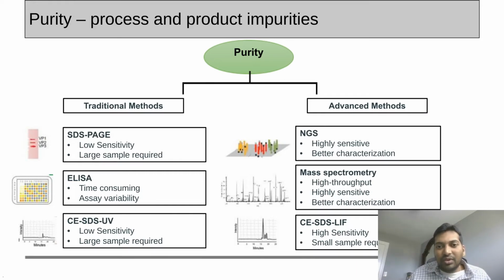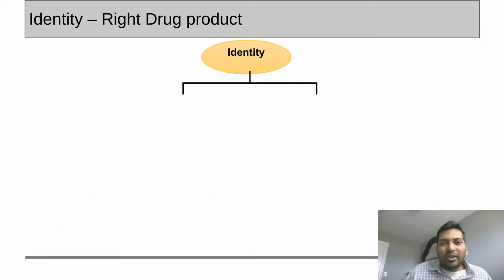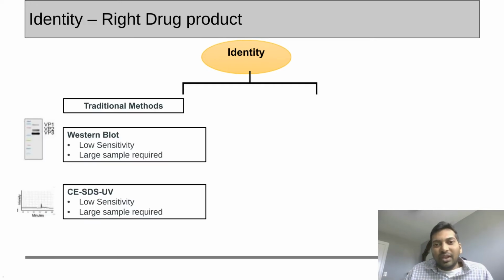The other quality attribute for cell and gene therapy is identity, which is really asking, am I producing the right drug product here? For that, the traditional methods are Western blot and capillary electrophoresis. Western blot has low sensitivity. You have to have a large sample volume, and you have to have a specific concentration to really identify your viral vector.